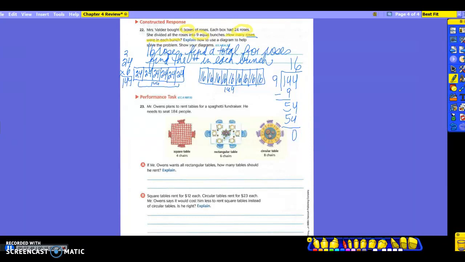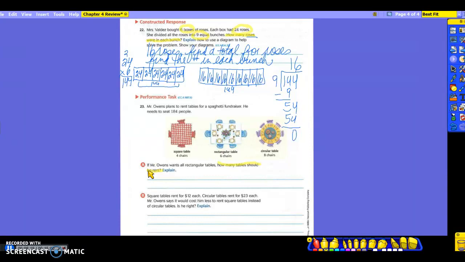I've got a square table with 4 chairs. I have a rectangular table with 6 chairs. I have a circular table with 8 chairs. So here's our first question. If Mr. Owens wants all rectangular tables, how many tables should he rent? So there's your question. How many tables should he rent?